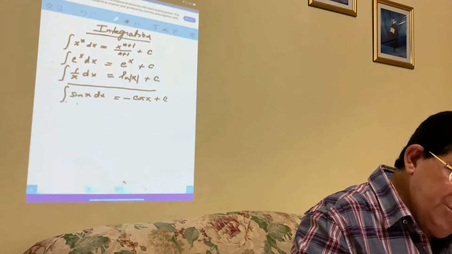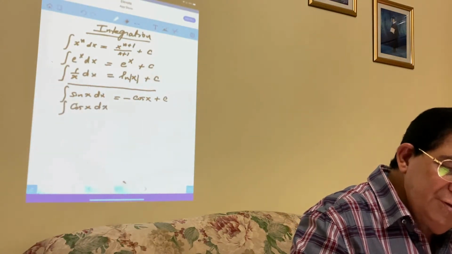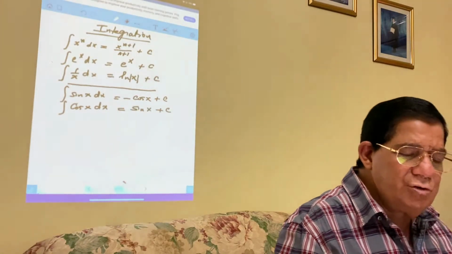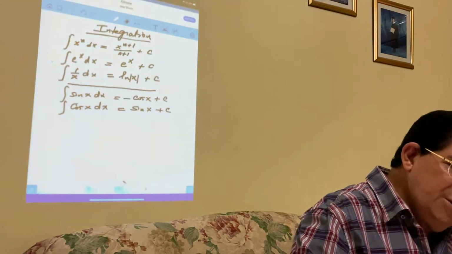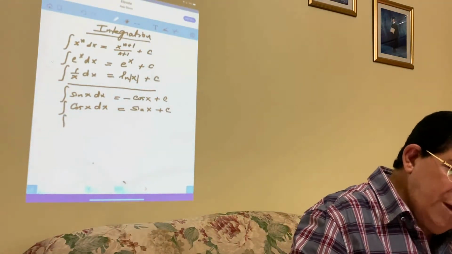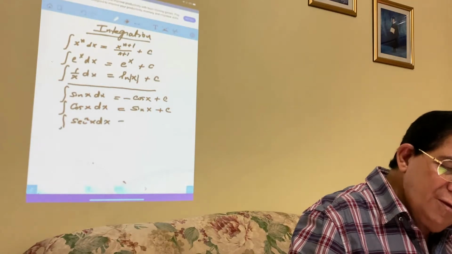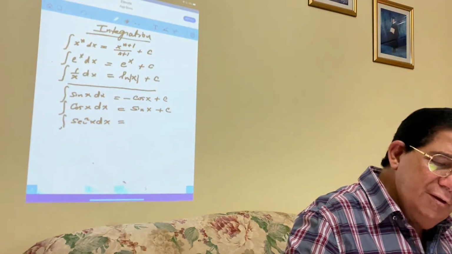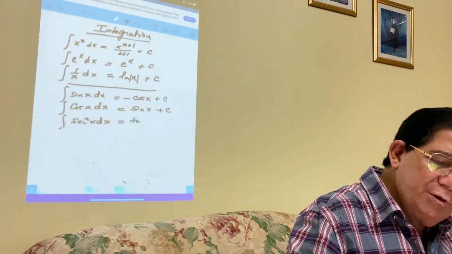What is the integration of cosine x dx? It is sine x plus c. Differentiation of sine is cosine. What is the integration of sec square x? We know that if tan is differentiated we get sec square, therefore the integration of sec square is tan x plus c.